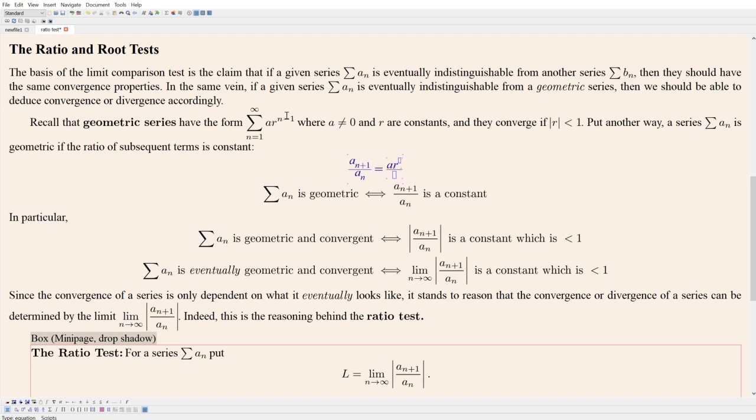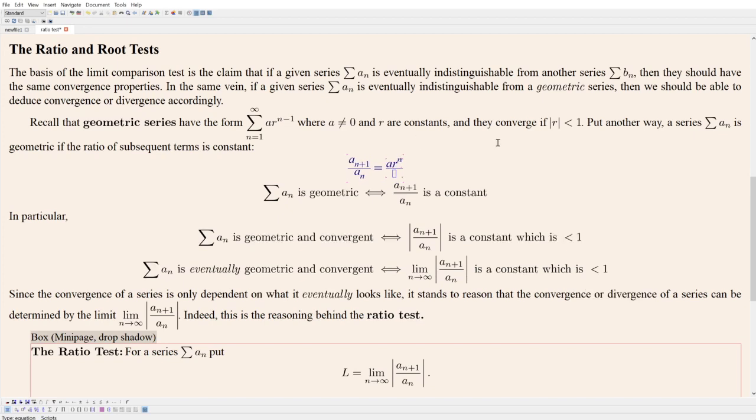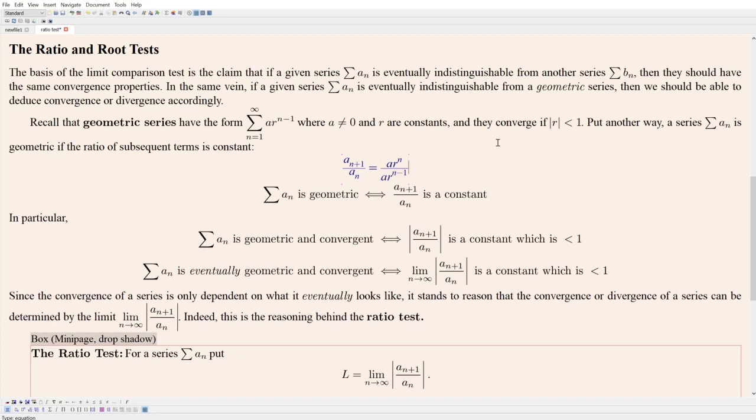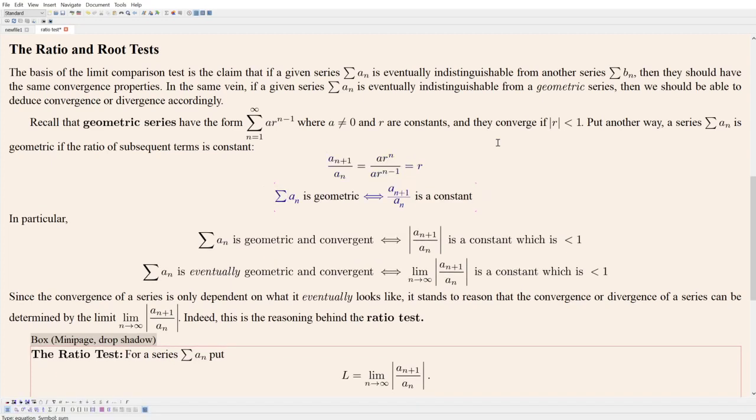So if the general term is ar to the n minus 1, the n plus 1th term is going to be ar to the n, divided by ar to the n minus 1. So all of that cancels except for 1 r, right?